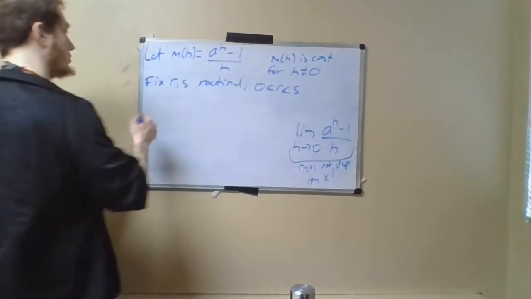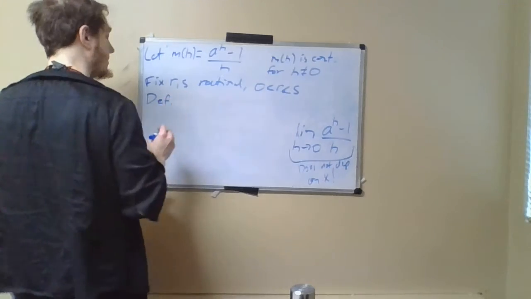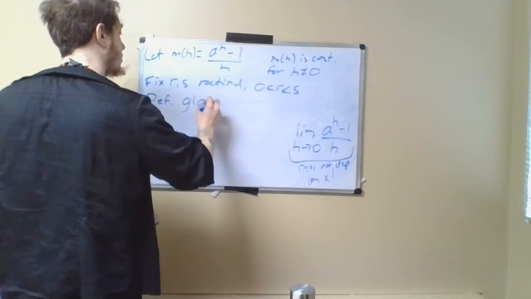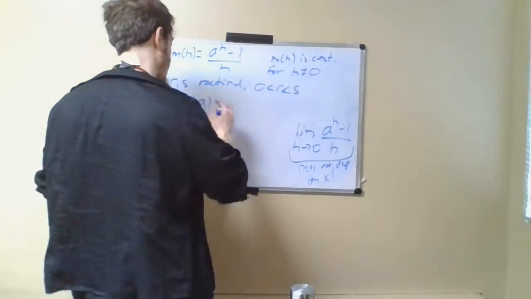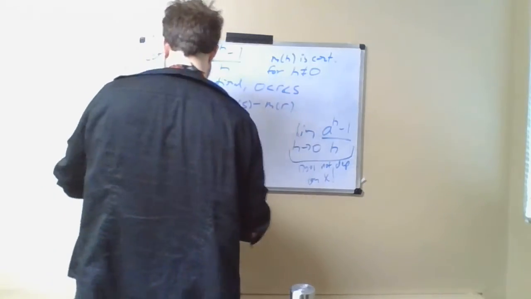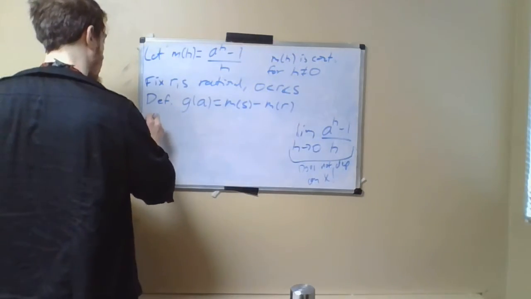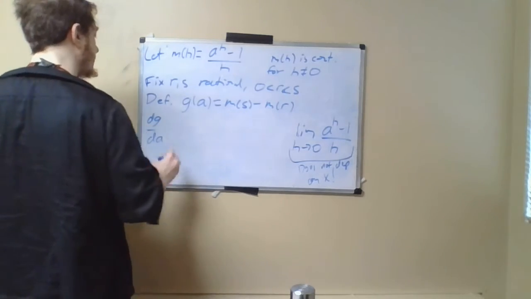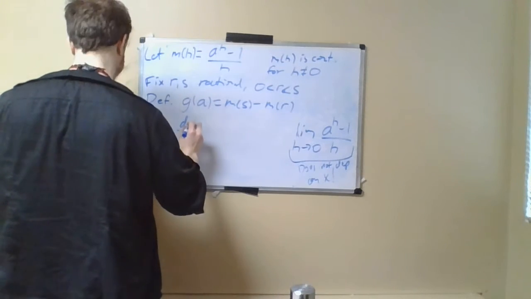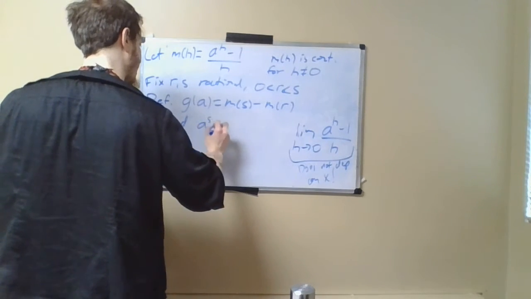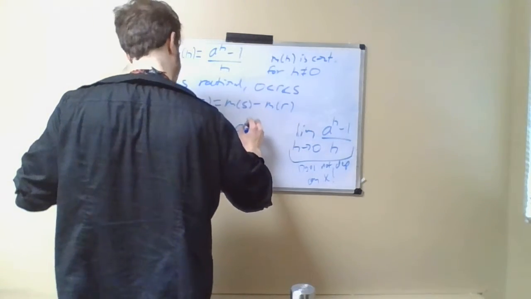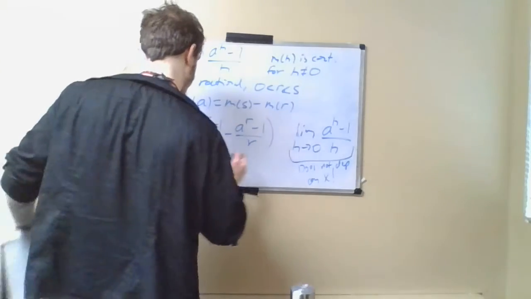And now I'm going to define, and this is a very clever trick. I did not come up with this trick. I'm going to define a function of a, g of a, to be equal to m of s minus m of r. Then the derivative of g with respect to a is the derivative with respect to a of a to the s minus 1 over s minus a to the r minus 1 over r.